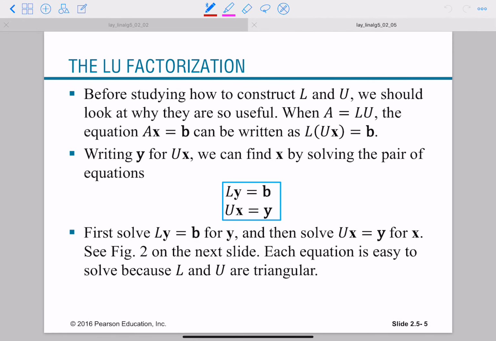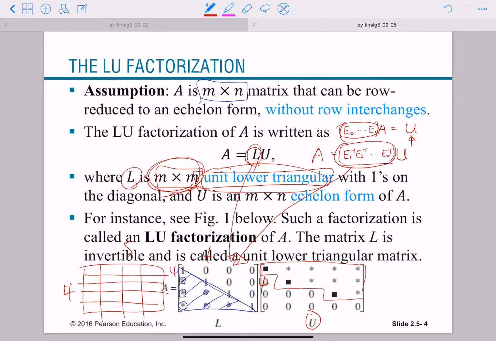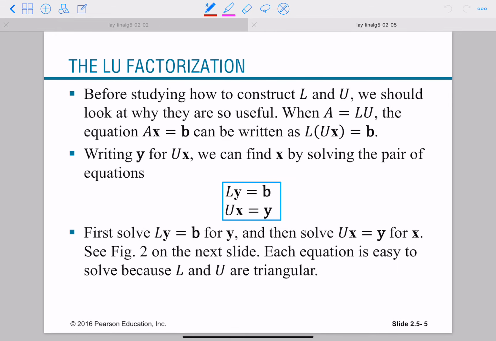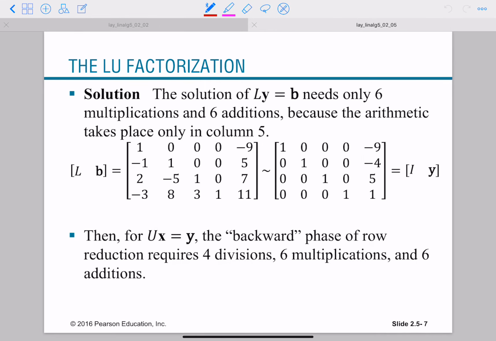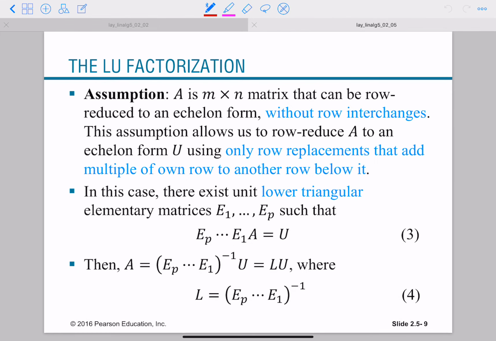So in this case, it is not always true that this L satisfies the unit lower triangular form. This part is a unit lower triangular matrix. That condition is satisfied only when we perform our elementary matrix as row replacement.